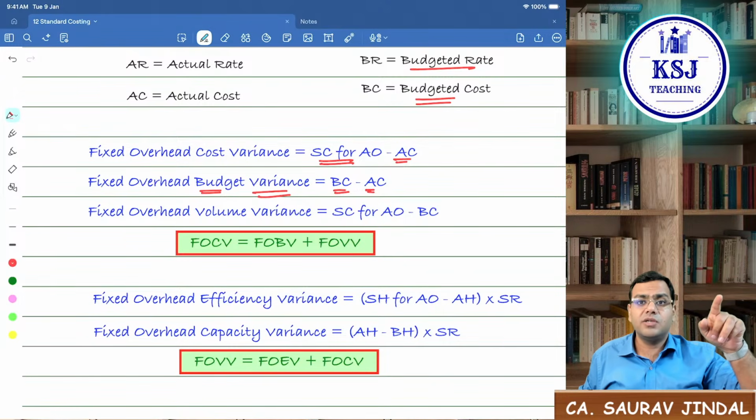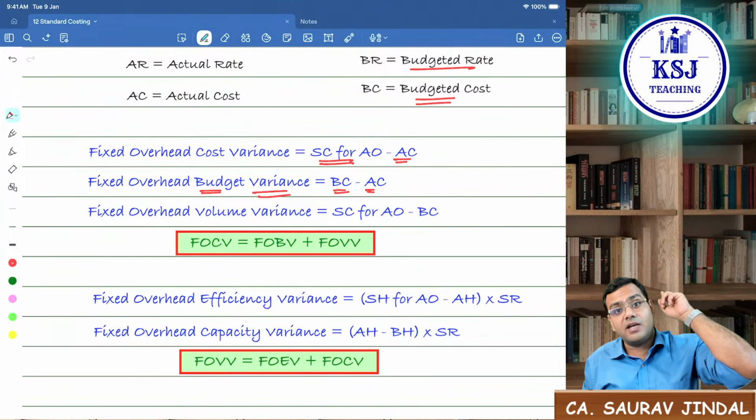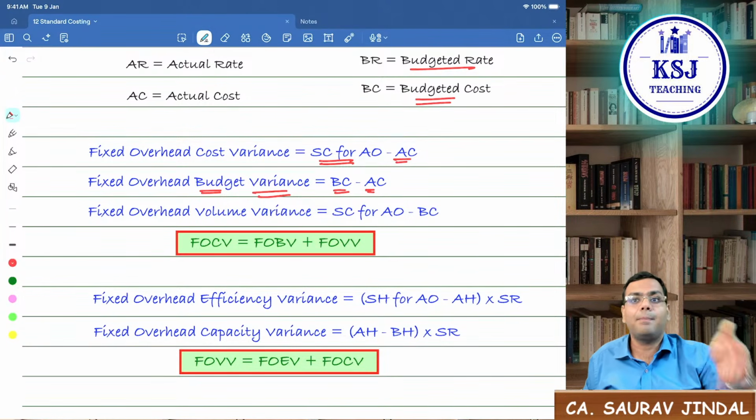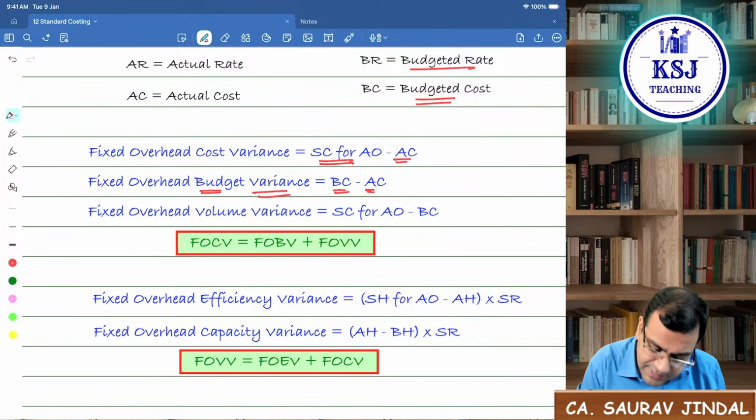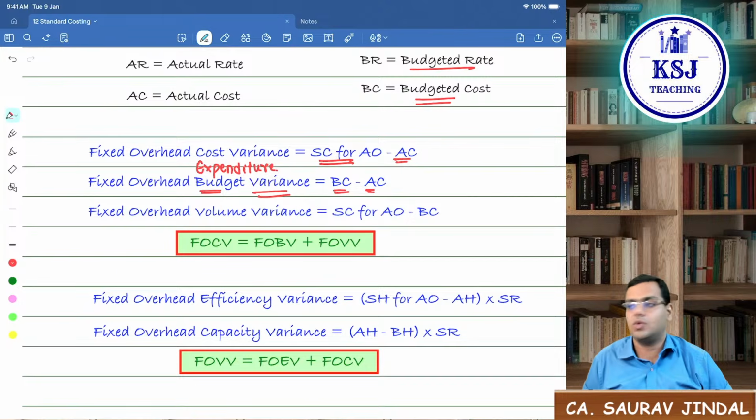So budgeted cost represents whatever you planned for. Actual cost is what actually happened. So budgeted cost minus actual cost. That is your budget variance. It is also called as expenditure variance. So if it is expenditure variance, it is the budget variance only, right? Also called as expenditure variance.